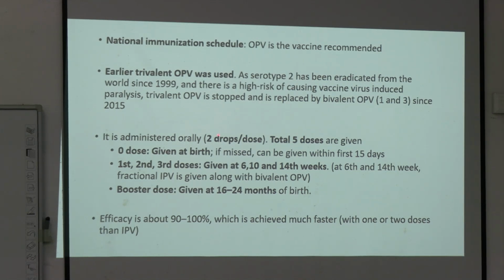তো কি করে দিতে হবে? 2 drops per dose, total 5 doses. Okay, at birth, তারপরে 6, 10 and 14th week, তারপরে a booster at 16 to 24 months of age. ঠিক আছে? So this is how the polio oral vaccine should be given. Now there is a problem.